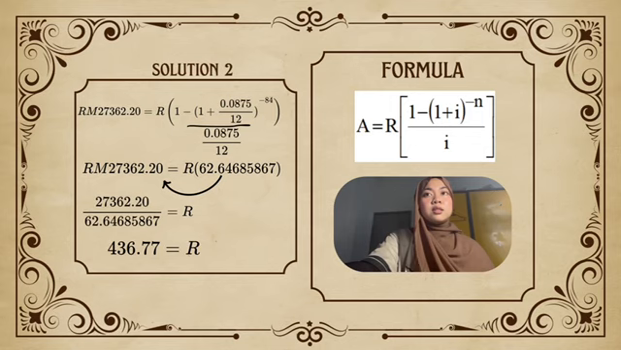So moving to the next slide, this is the way you will get the final answer, which is R. So first, you need to apply all of the information into the formula given. And then by using the BODMAS rules, you need to finish the number inside the bracket first. Then, after you get the answer, you need to change the position from the right side to the left side. For example, 27,362 and 20 cents divided with 62.646858 and 67. So the answer will be 436.77. So the final answer for R is 436 and 77.